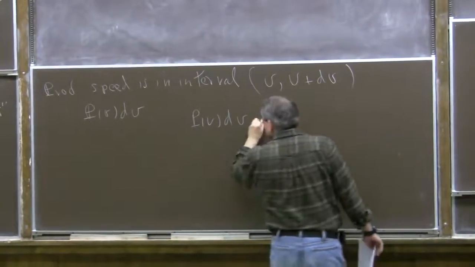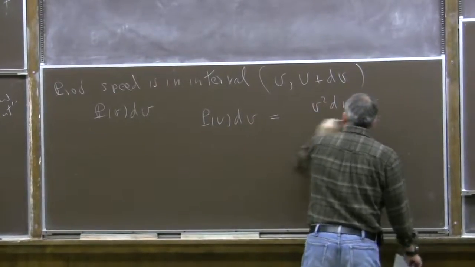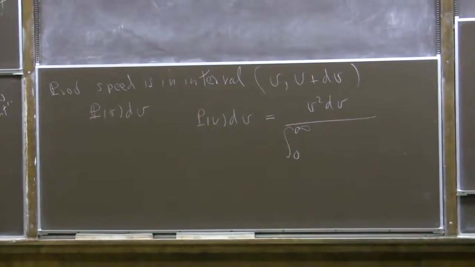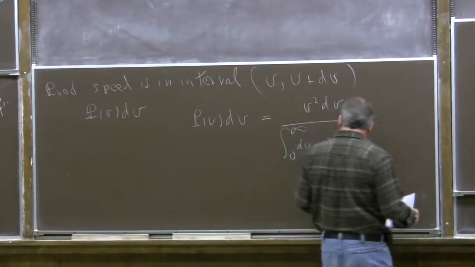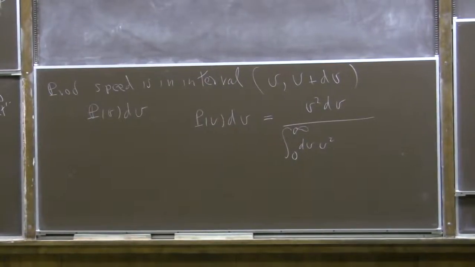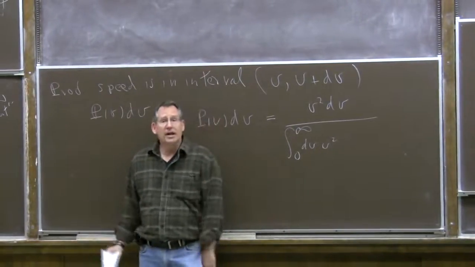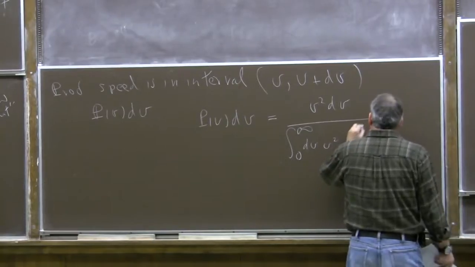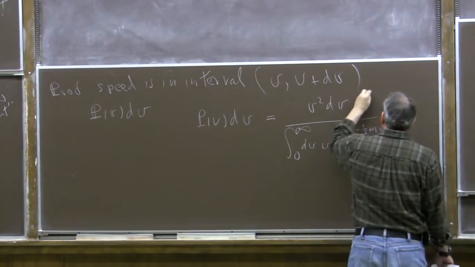p of v dv is this v squared dv divided by a normalization factor, chosen so that when I integrate p of v dv over all speeds, I get 1. So the denominator is the integral of v squared, and then the Boltzmann factor. Here I'm counting the number of orbitals, but Boltzmann and Maxwell also knew that the probability of an orbital being occupied would be suppressed by a Boltzmann factor. So there's also a factor which goes like e to the kinetic energy divided by tau, and I should put that in the numerator as well.